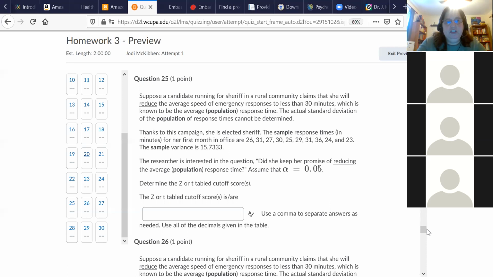So determine the Z or t-table cutoff score. Now we know we have a t-test for a single sample. We go to the t-table and find our cutoff score. And we know we're talking about decreasing, so it's one-tailed. We're given an alpha of 0.05. Our DF is 10 people, minus 1, is 9.